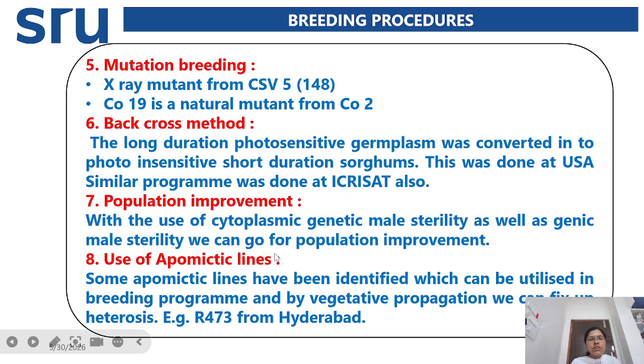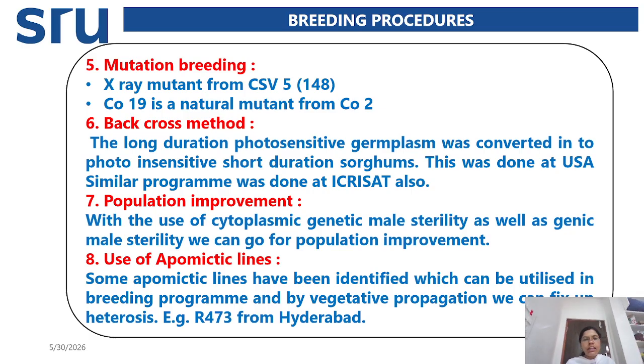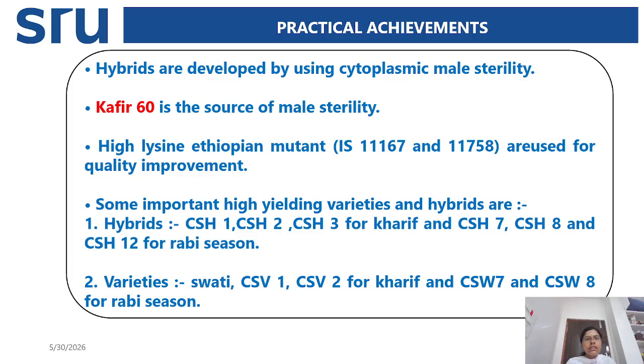And next is use of apomictic lines. Some of the apomictic lines have been identified in breeding programs, and by vegetative propagation also we can fix the heterosis in case of sorghum. Here you can see the example, that is R473 from Hyderabad. And next here you can see the practical achievements of the sorghum.